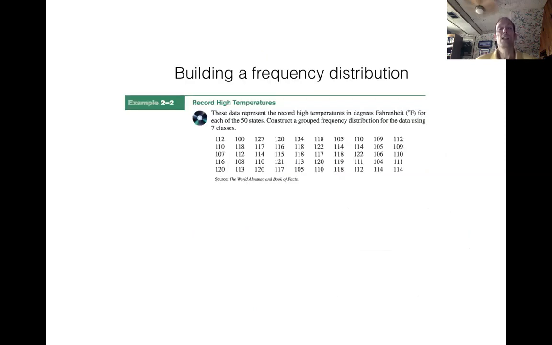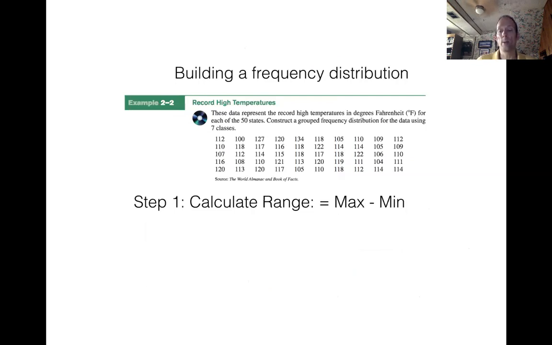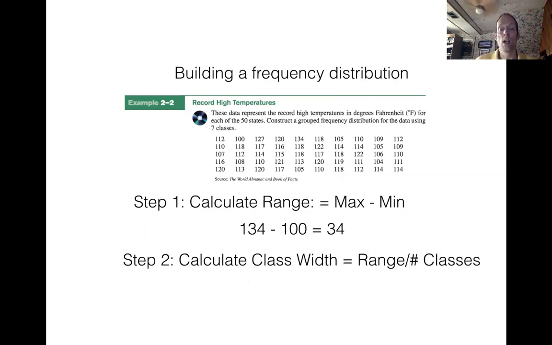Okay, so how do we get started on building that frequency distribution? The very first thing that we have to do is calculate the range of the data set. To get the range, we're going to take the maximum and subtract from it the minimum. We can find that the maximum is 134. The minimum is 100, and that's going to give us a range of 34 degrees.